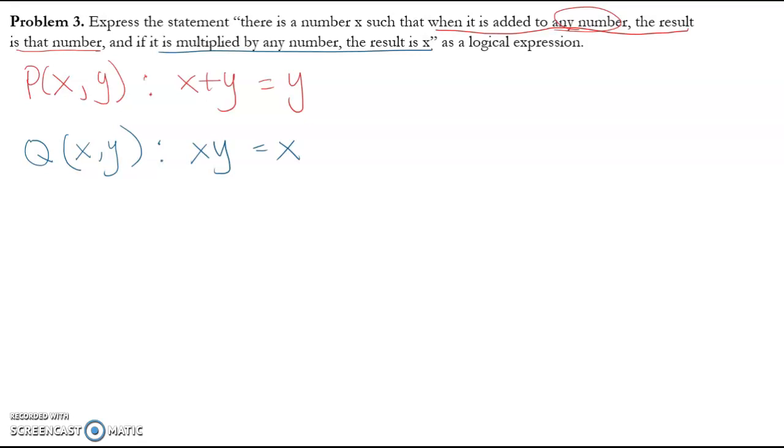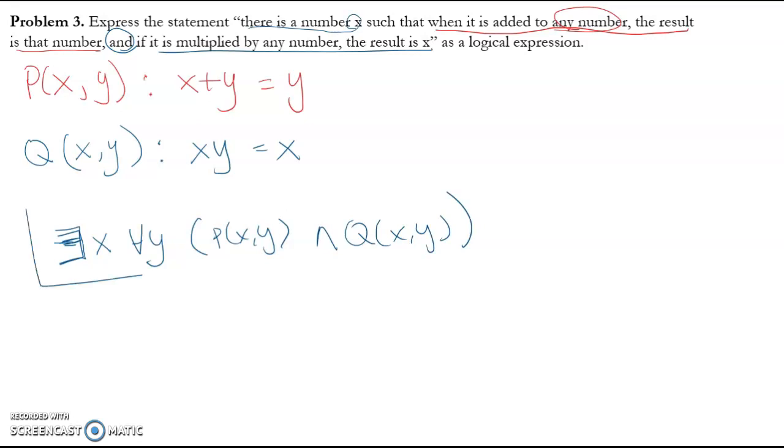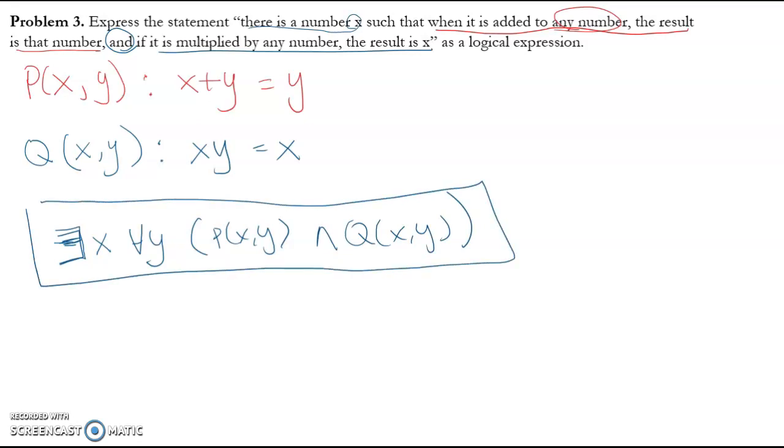So there exists a number x. So I'm going to use there exists x. Okay, so there exists, that symbol, mathematical symbol is like the big E, but reflected. There exists that y should be any number. So any number meaning for all y, p(x,y) satisfies, and this is conjoined by and q(x,y) satisfies. So this is going to be our answer for problem 3.